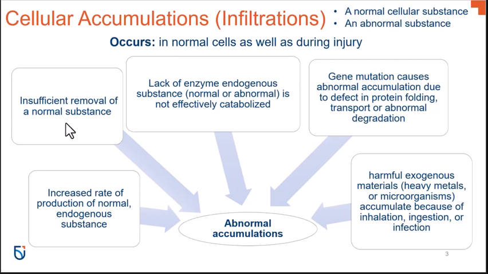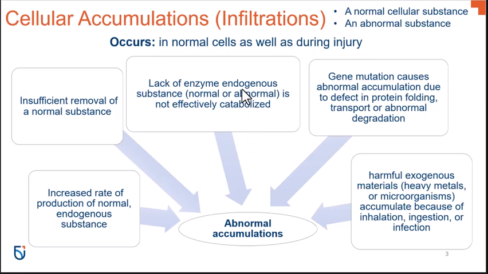So it could be a transporting issue. If you can't get it out of the cell and you're still producing, then more ends up in the cell, accumulating. An example that you can make note of here is a condition called fatty liver or steatosis. This occurs because there's insufficient removal of lipids, and we'll see that a little bit more later.